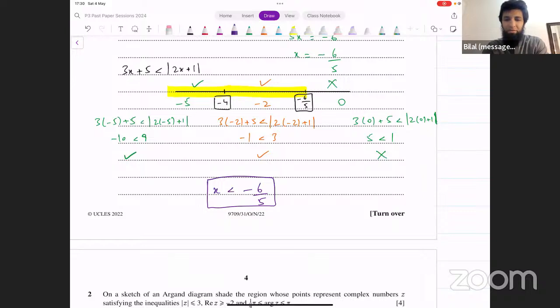So what exactly was the question here? That's the standard modulus inequality question. There was nothing complicated here.